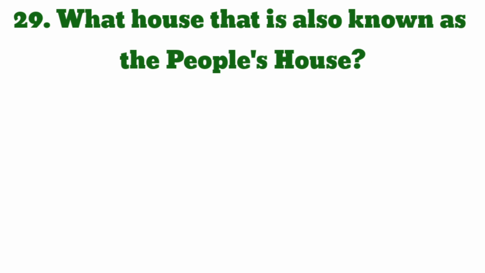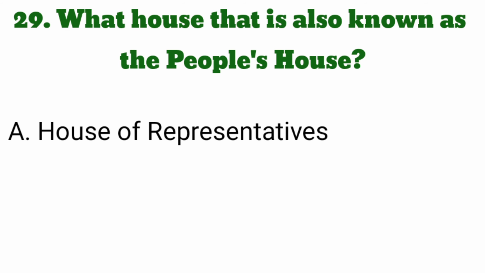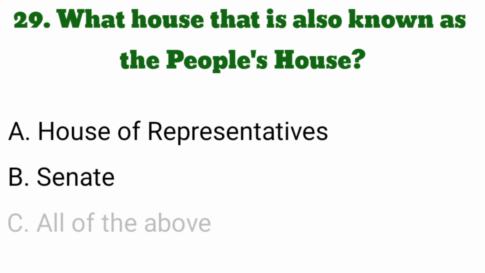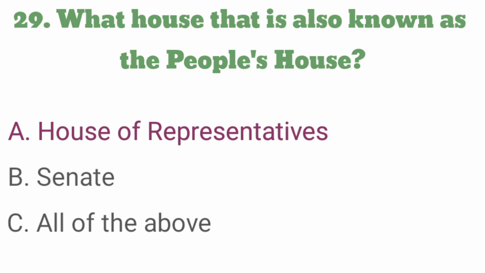Number 29. What house is also known as the People's House? Letter A, House of Representatives. Letter B, Senate. Letter C, all of the above. The answer is letter A, House of Representatives.